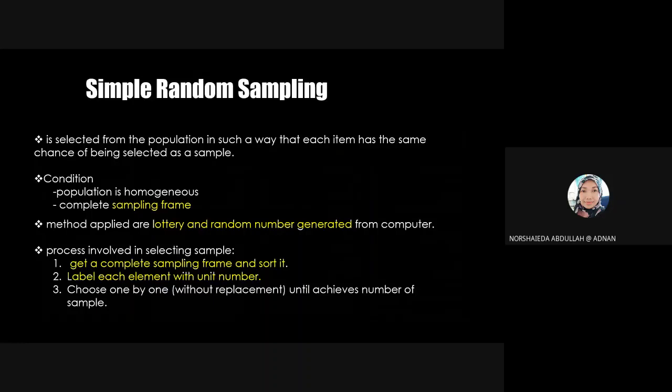So katalah kita dapat the first number we draw, we get number 10. So the person yang number 10 in the list will become our first sample, and then kita draw lagi. Katalah the second number kita dapat number 200. So the person yang dalam list tu number 200 will become our second sample. So kita repeat lah sampai kita dapat berapa sample yang kita nak. Kalau nak sample 50 samples, maksudnya kita kena repeat 50 times, right?